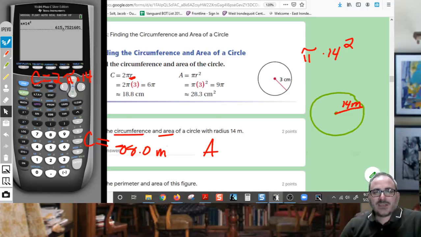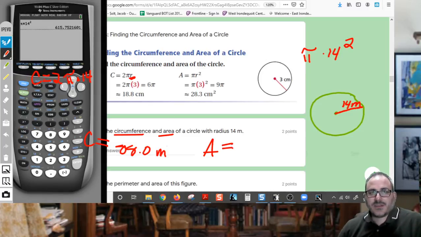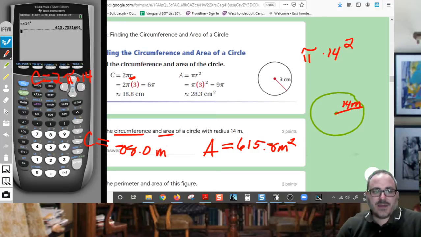So my answer for this one is going to be, if rounding to the nearest tenth, I'm looking at the tenths place, that's a 7. I look to the next place over, it's a 5, which means I got to round up. So this is 615.8 meters squared.